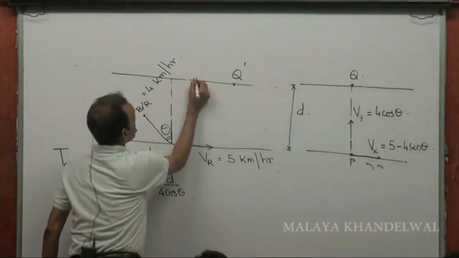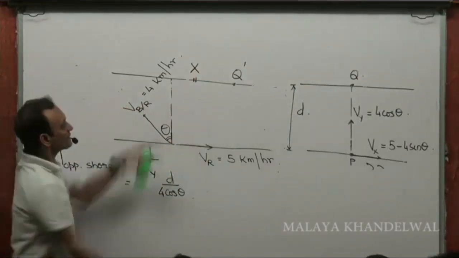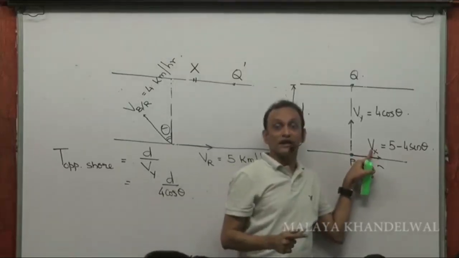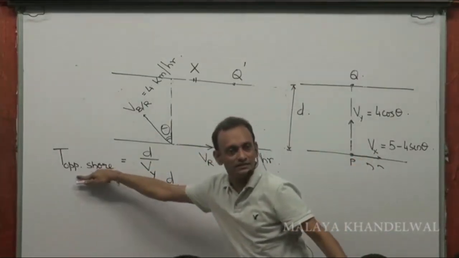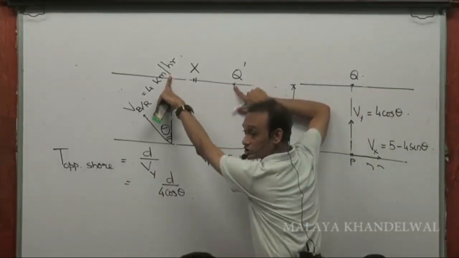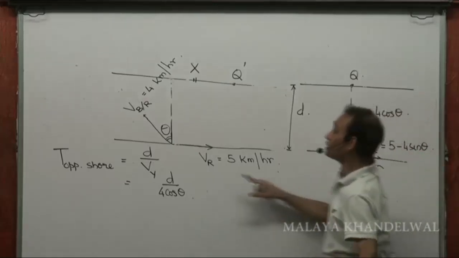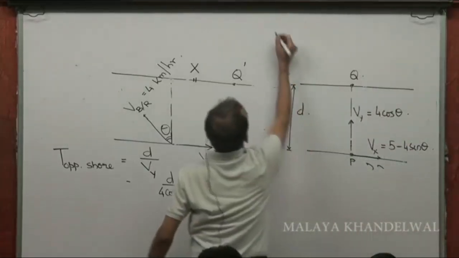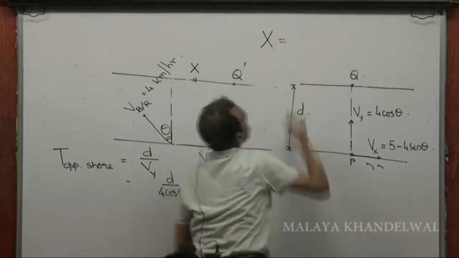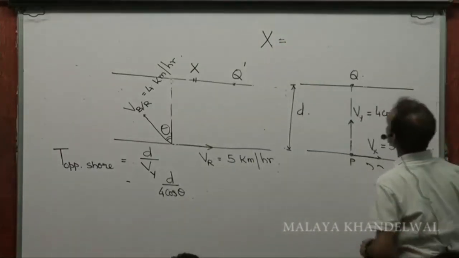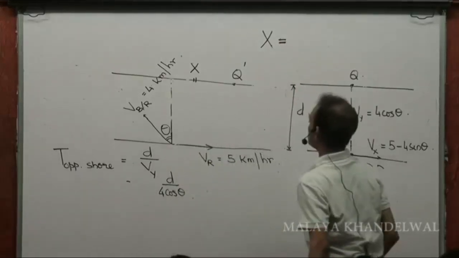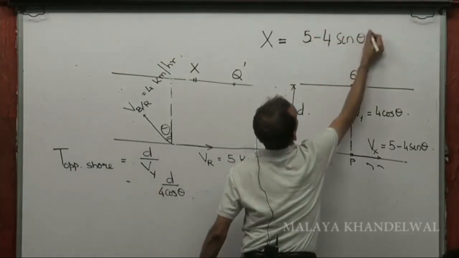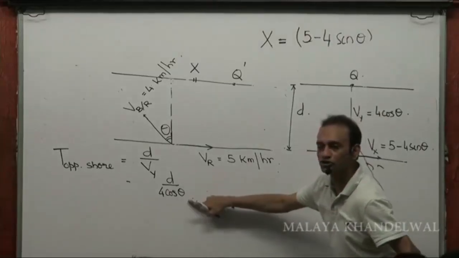Now, in this time, let's say the horizontal drift is x. What causes x? x is caused by Vx, acting for these many seconds, because this is the time to reach Q prime. So the x of Q prime is going to be Vx, which is 5 minus 4 sine theta, acting for D by 4 cos theta seconds.